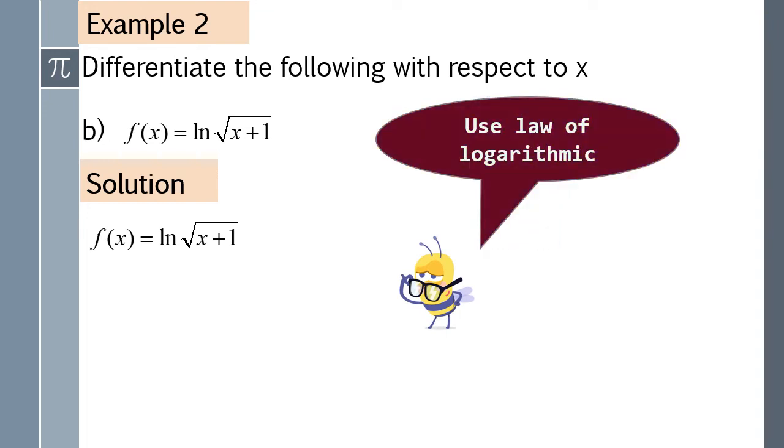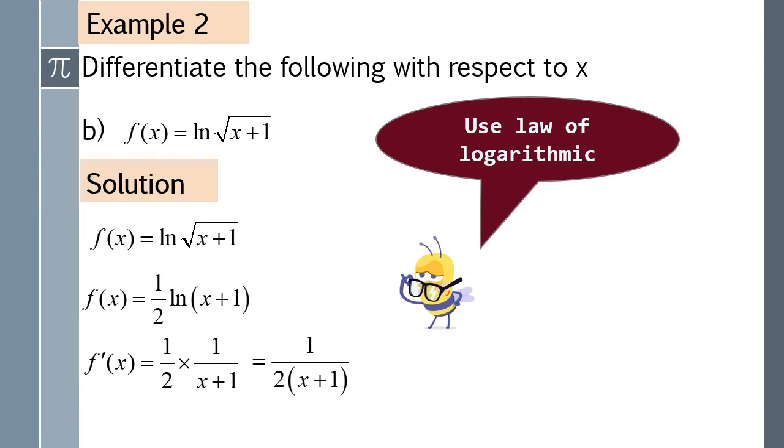Okay, square root of x plus 1, we can change to 1 over 2 ln x plus 1. Then directly we differentiate, we have 1 over 2 times 1 over x plus 1. We simplify until we have 1 over 2x plus 1.